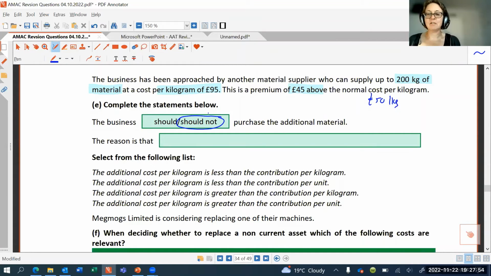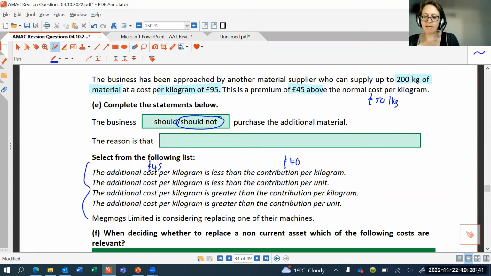And the reason that I've discussed so far without even looking at the list, which I think can just spin my brain, so I like to come up with my own reason first, and then I'll try to match it with the solution. I should not purchase the additional material because it would be costing more than I'd actually be making. So let's see if we can find an answer that fits with that. So it says the additional cost per kilogram, which is £45, is either less than or greater than the contribution per kilogram. Well, the contribution per kilogram was £40. And I was working in kilograms.